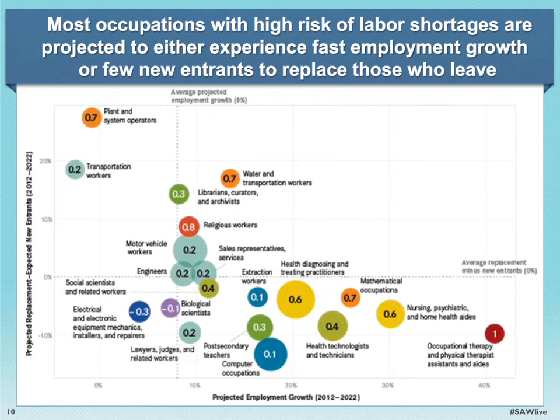Before we move on, I just have one entertaining question. So, why religious leaders? Why religious workers? Why is that index so high? The main reason is that there are a lot of older workers in that group of occupations that are about to retire, and a relatively few young people to replace them. That is one of the main reasons for why they are ranked high.